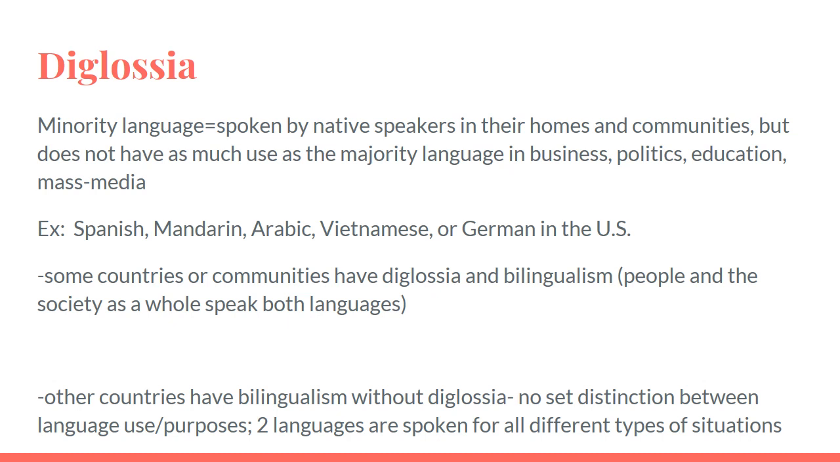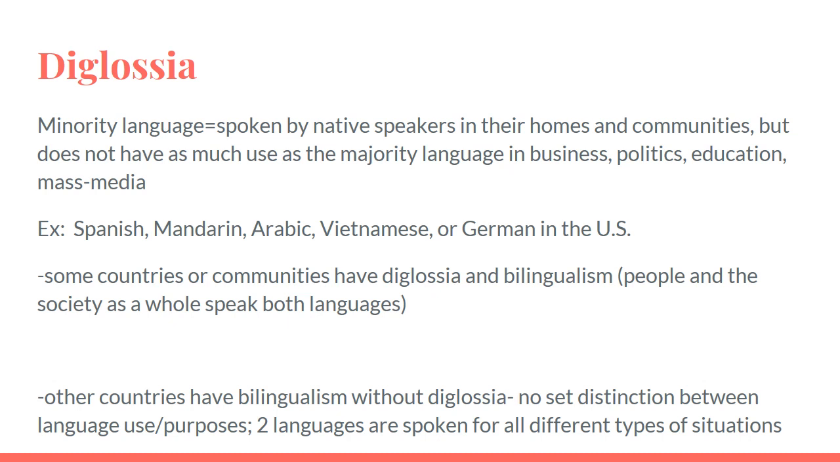So some countries or communities have diglossia and bilingualism. So you have both individuals that speak two languages or more, and then you have large communities that speak two languages or more. That would probably be a good example of the United States. We have many bilingual individuals, but we also have very large communities that speak two languages, or very large communities that speak one language predominantly versus another one.